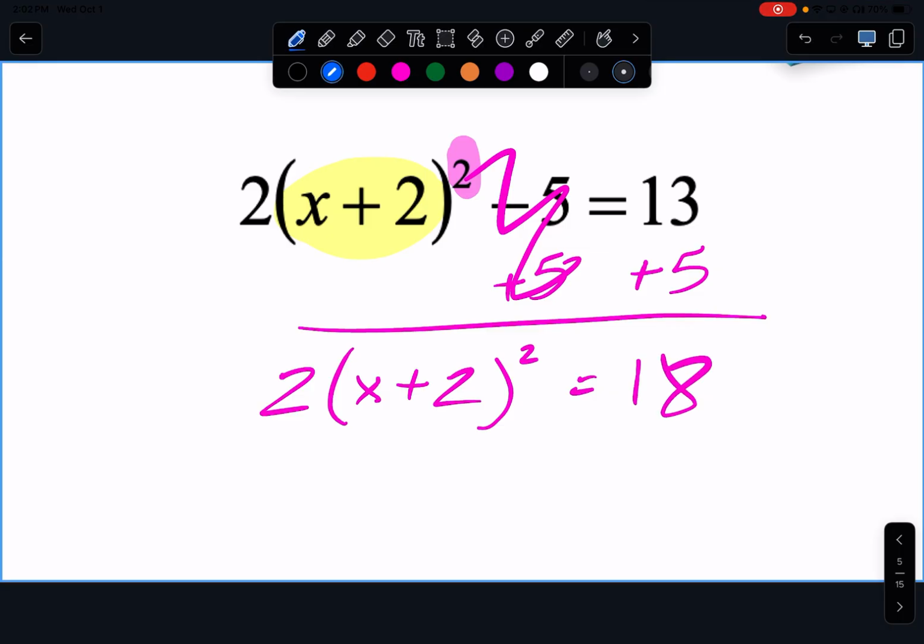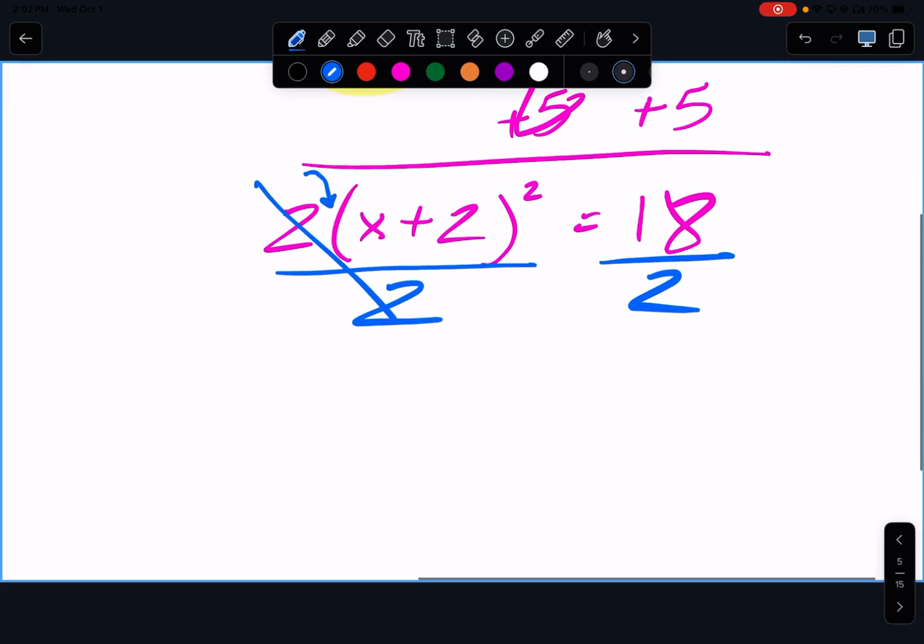Okay, now what operation's happening right here between the two? Yeah, that's multiplication. How do I undo multiplication? Division. So I'm going to divide this whole side by 2 so that those cancel out. What I do on the left, I do on the right. So now I'm left with x plus 2 squared equals 9.